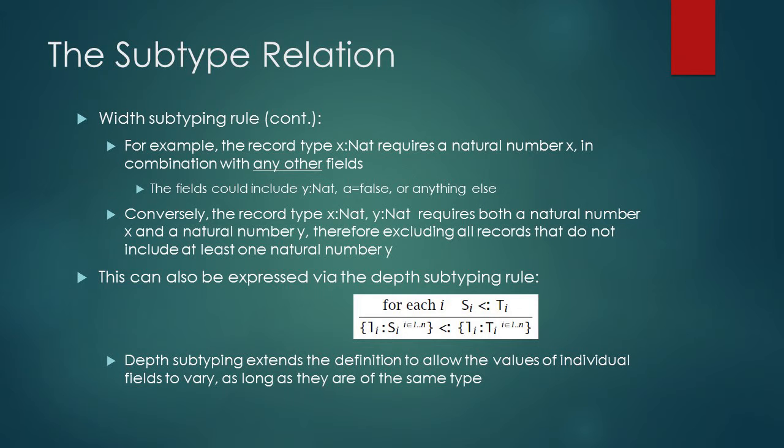Going on to slide 7 here, we can see that, for example, if there's a record type that's simply x natural number, then what's required is a natural number x, but then that can be in combination with anything else, whether it's a Boolean or additional natural numbers or any other types. That's the only requirement. But if we have a record type that requires x natural number and a y natural number, there's that further requirement from what we previously looked at of a y natural number. So now you need x natural number, y natural number, plus everything else. So that might be a little counterintuitive. And that's expressed also via the depth subtyping rule.